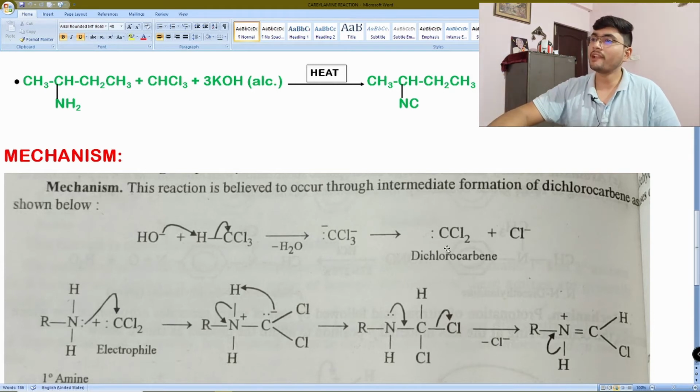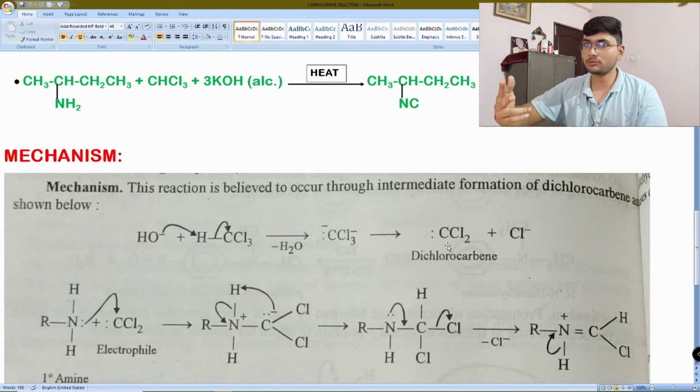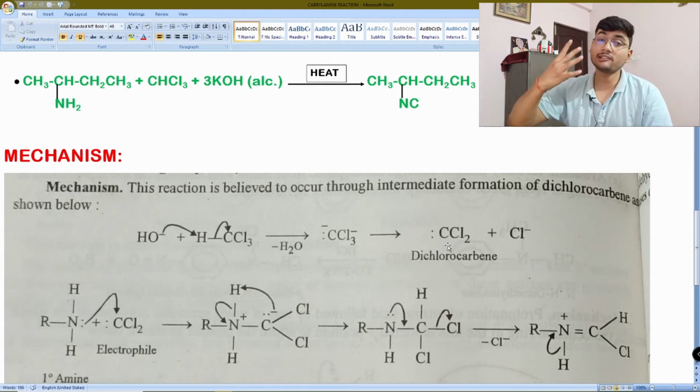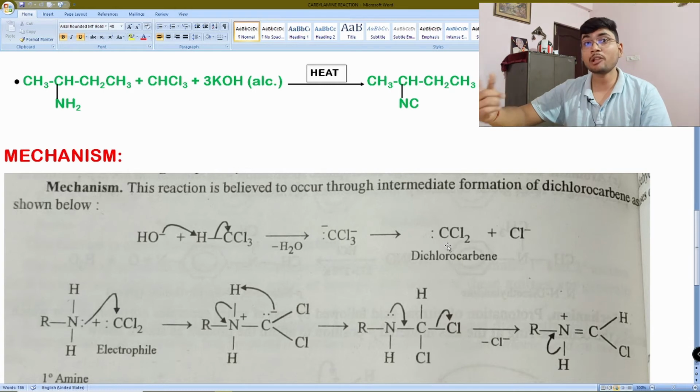Now you see that this carbon is attached to two chlorine atoms. You know that in the excited state the carbon is tetravalent, so the valency is 4. Only 2 of the valency has been satisfied by chlorine, and 2 is left. So it can accept a pair of electrons. This is clear.